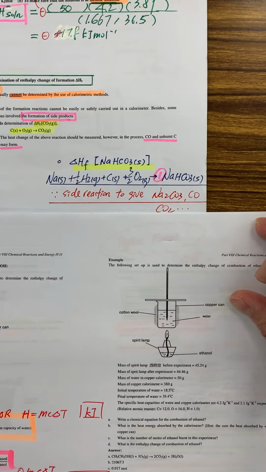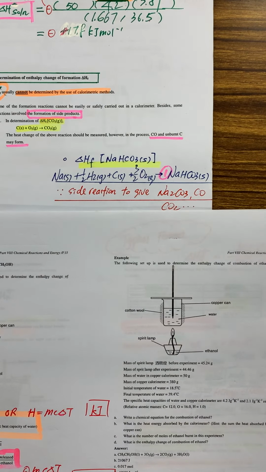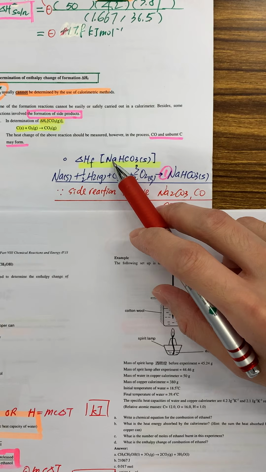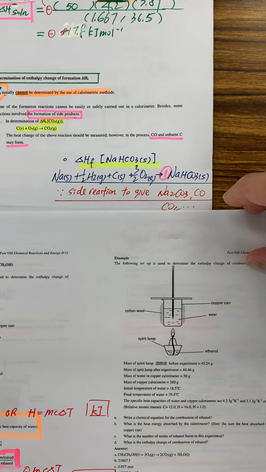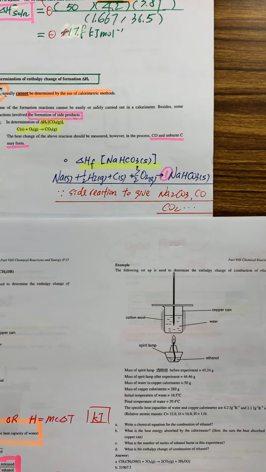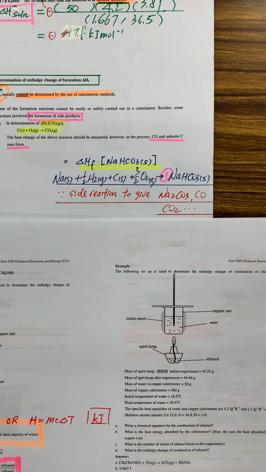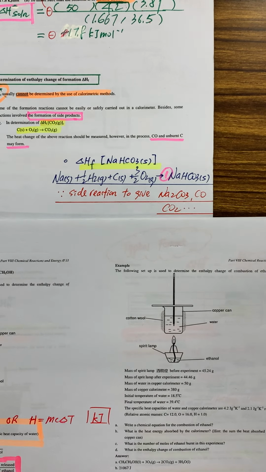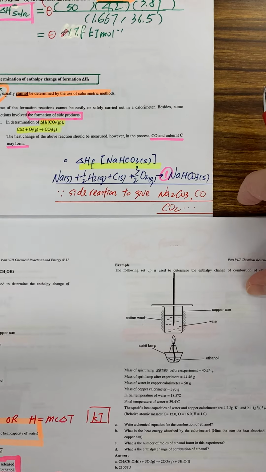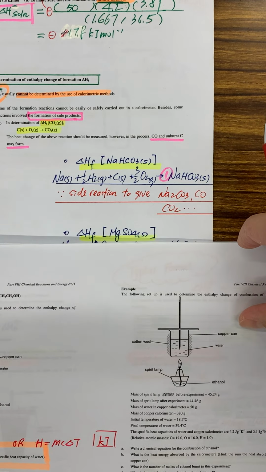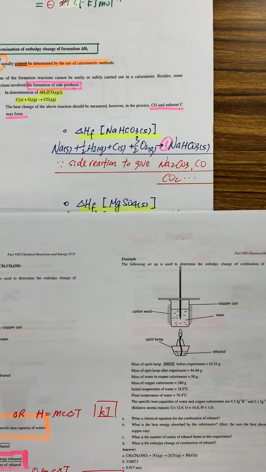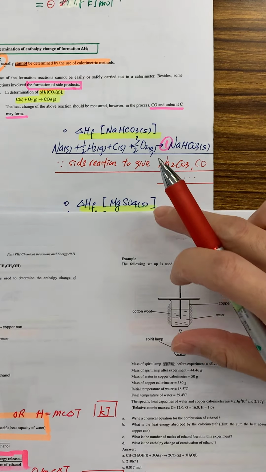Suggest one reason why we cannot determine the delta HF of NaHCO3 solid in the lab. Due to the side reaction to give maybe sodium carbonate, maybe CO, maybe CO2, reasonable, maybe water. Okay, pause for 1 minute. Write down the equation responsible for this.